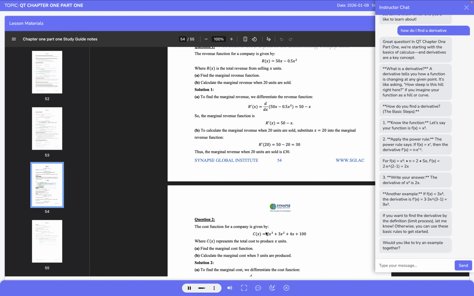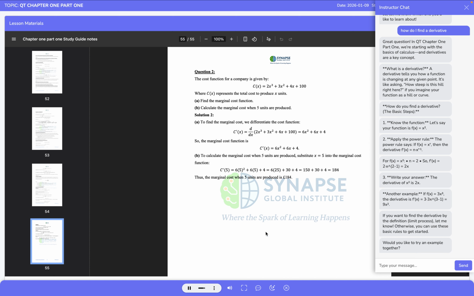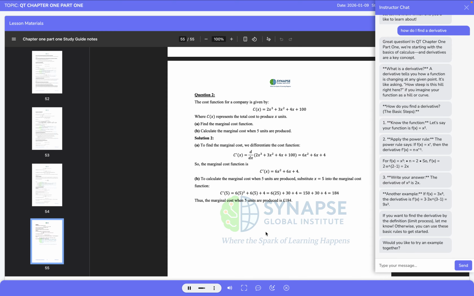In the second question, the cost function is given by 2x cubed plus 3x squared plus 4x plus 100. Differentiating this function gives marginal cost equal to 6x squared plus 6x plus 4. To calculate the marginal cost when 5 units are produced, we substitute x equals 5 into this expression, giving 6 multiplied by 25 plus 30 plus 4, which equals 184. This means that producing the 6th unit increases total cost by £184.